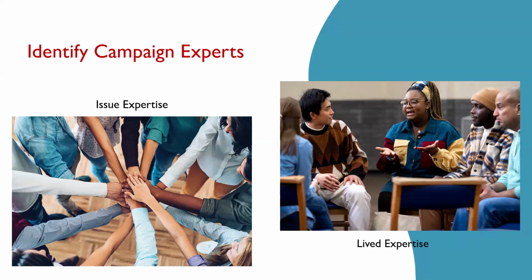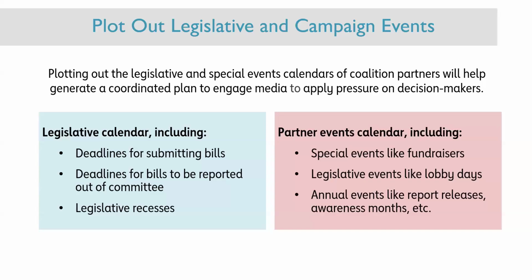So now we're going to identify some campaign experts. So issue expertise and some lived expertise. So let's plot out legislative and campaign events. Plotting out the legislative and special events calendars of coalition partners will help generate a coordinated plan to engage media to apply that pressure to decision makers that I mentioned earlier.